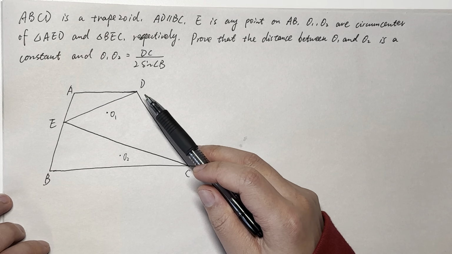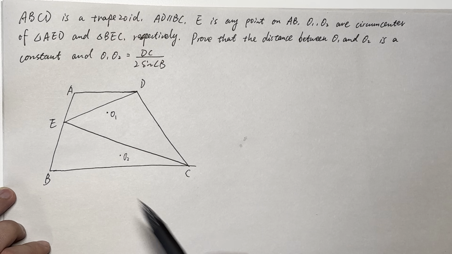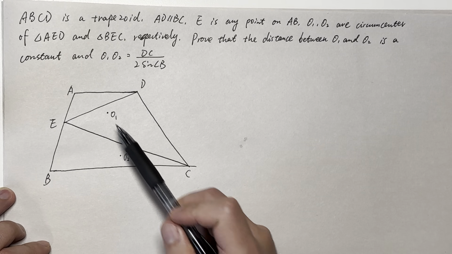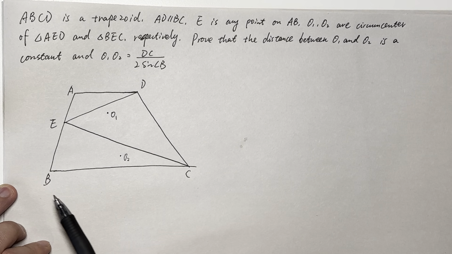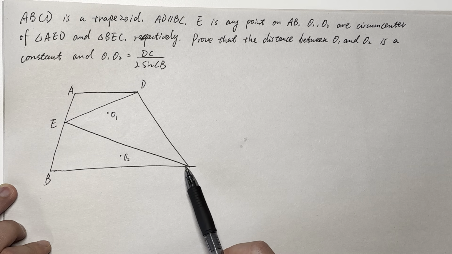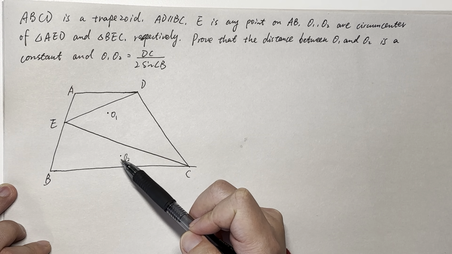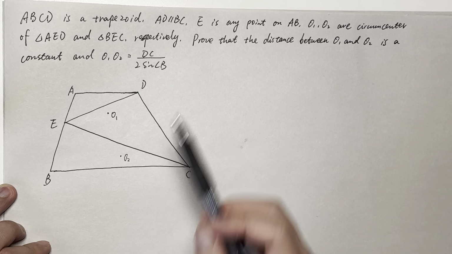Let's see the problem. ABCD is a trapezoid. AD is in parallel with BC. E is any point on AB. O1, O2 are circumcenters of triangle AED and triangle BEC respectively. Prove that the distance between O1 and O2 is a constant and O1O2 equals DC divided by 2 sine angle B.